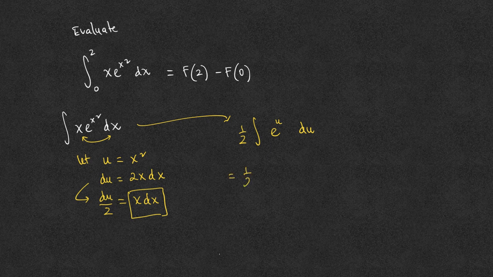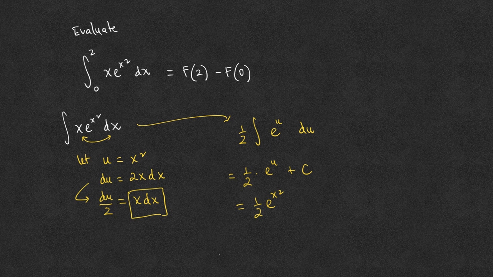This is 1/2. The antiderivative of e to the u is still e to the u, and then we add a plus c. This is 1/2 e to the u, but u is x squared. To evaluate this definite integral, we don't need a plus c.